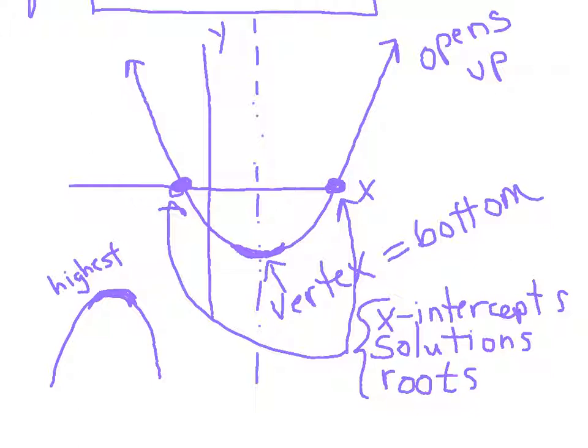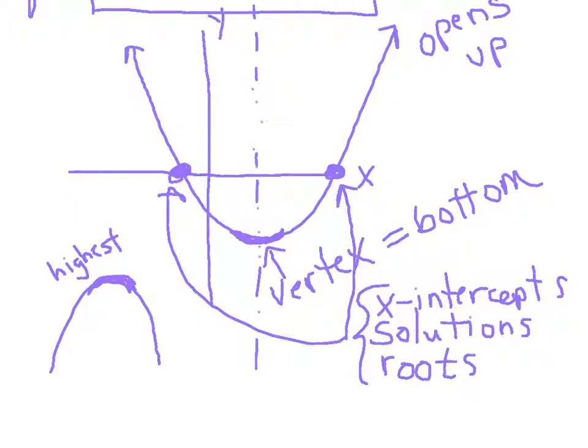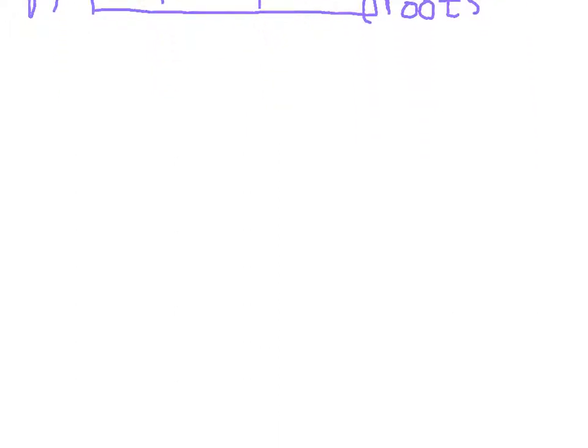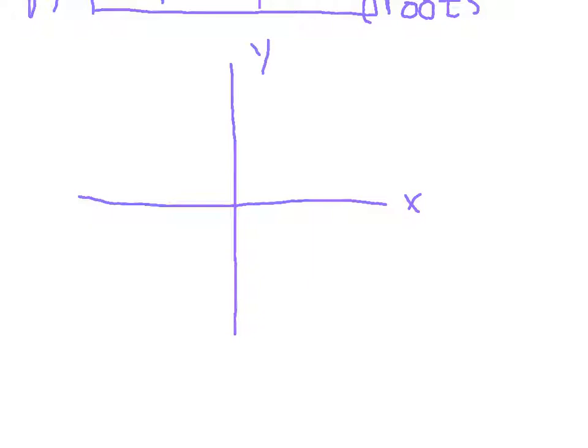Alright, while we're talking about roots or x-intercepts, I want to show you that there's a couple of different types of parabolas that we can have. Let me draw my xy axis again. We have the parabola like I just showed you, where we have two roots. You can see that you have one root here, and you have one root here. So in that case, we have two roots.